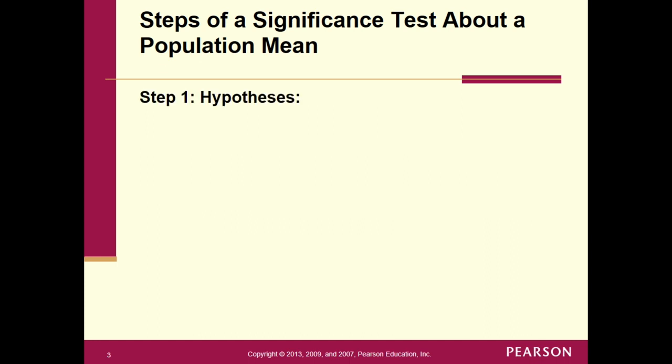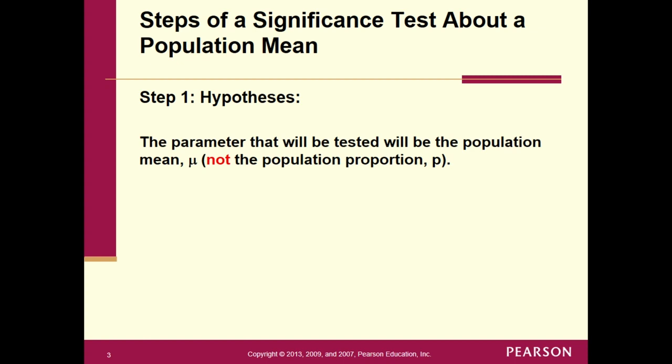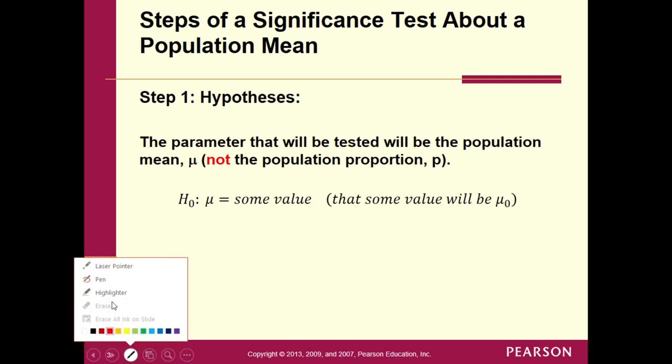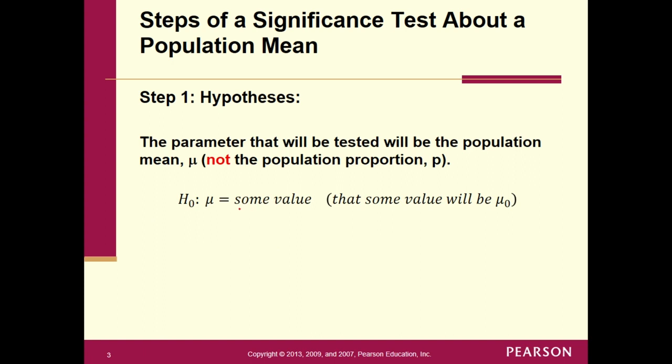And so you got your hypotheses. Again, the parameter that we're going to be throwing in the hypotheses, the null and the alternative, will be mu, not the population proportion p. Here, the null hypothesis will be mu is equal to some value. We'll have to figure out that value in the problem, and that value will be mu sub 0. The alternative, we'll have to figure out whether to put greater than, less than, or not equal to sign, again in the problem. But it'll be the same value that we threw in the null hypothesis.